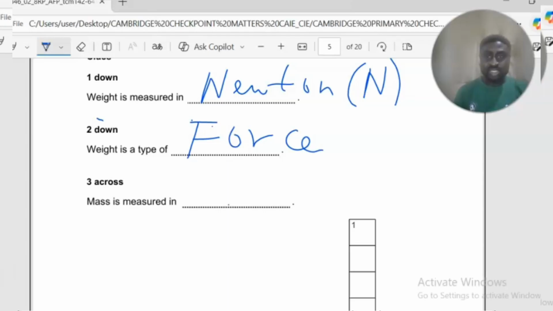Then 3 across, that's the third option. Mass is measured in what unit? The answer is kilograms.